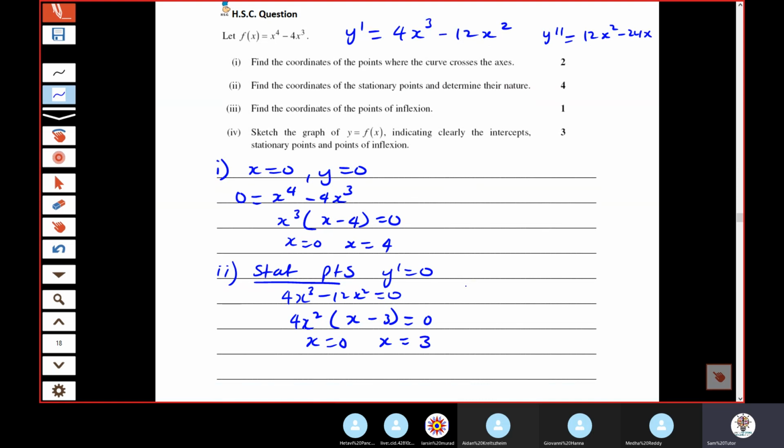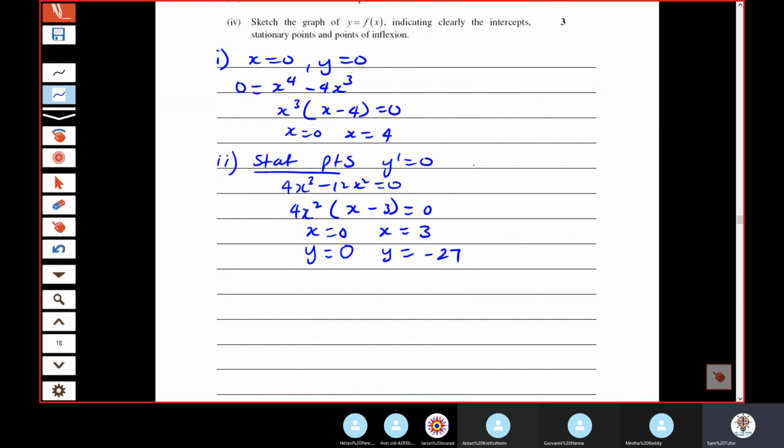What do we do at this stage? Say it again. Find y. So back into the original. 0. So in 3 to the 4 minus 4 times 3 cubed, negative 27. Agree? Done. That's 2 marks. You're done. Stationary points. Now you go to nature. So you can get 4 marks. Not bad, hey? Let's just not waste too much space. And let's do nature here.